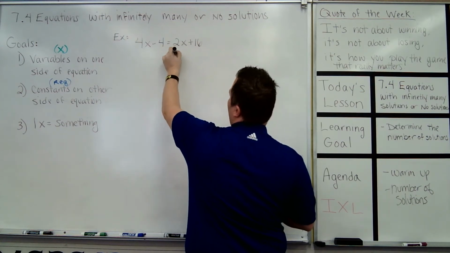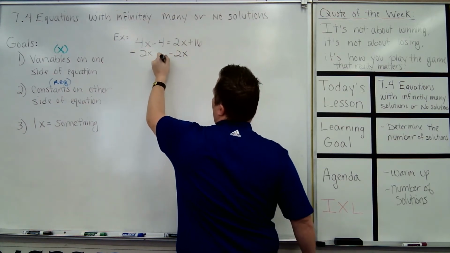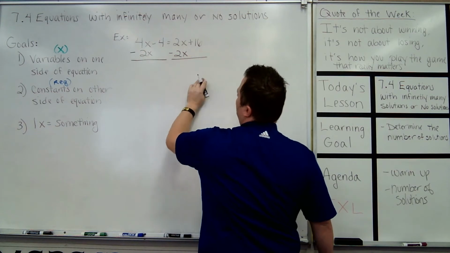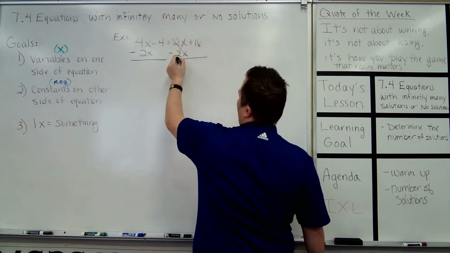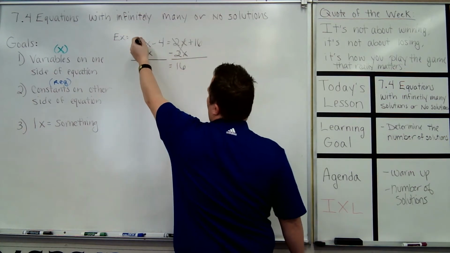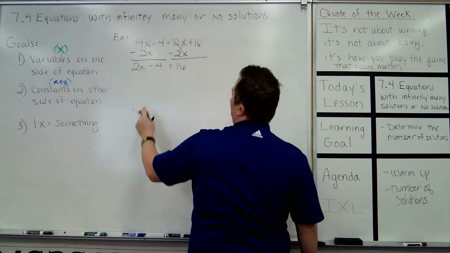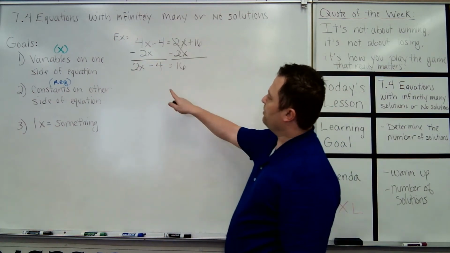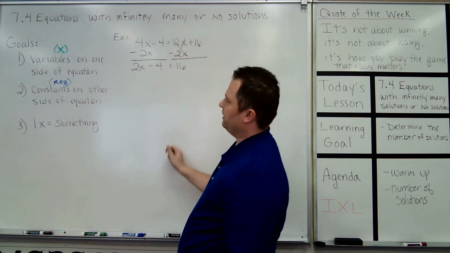I would take away 2x's from one side, and I'll take away 2x's from the other. If I do, what's the result? Well, I'm canceling the variables on this side, and on this side, I'm just left with 16. 4x take away 2x is 2x, and I didn't touch the minus 4. Goal 1 has now been met. My variables are on one side of the equation. My constants are on both sides of the equation.